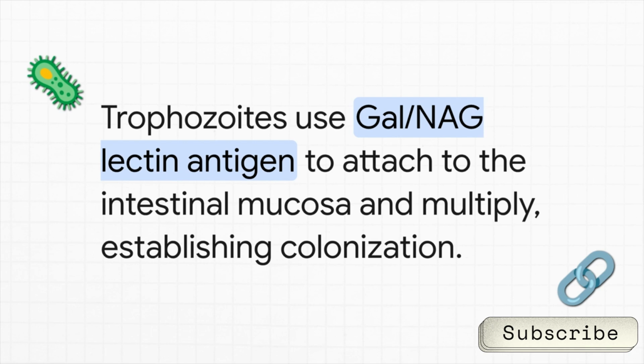And how do they do that? This is super high yield, you guys, so listen up. They use a key virulence factor called the Gal/GalNAc lectin antigen. It's like their molecular grappling hook. Remember that name, Gal/GalNAc lectin antigen.